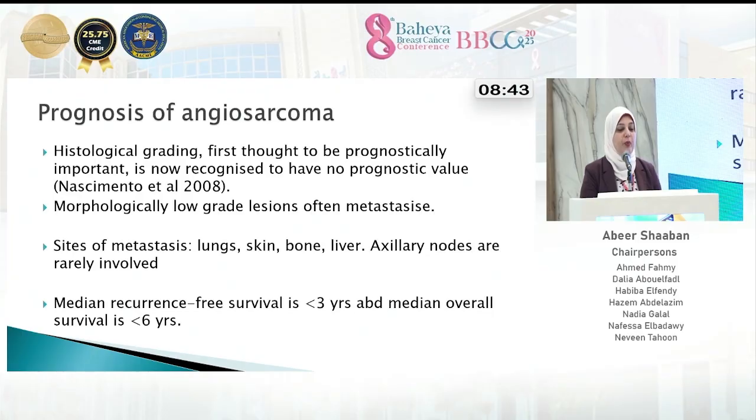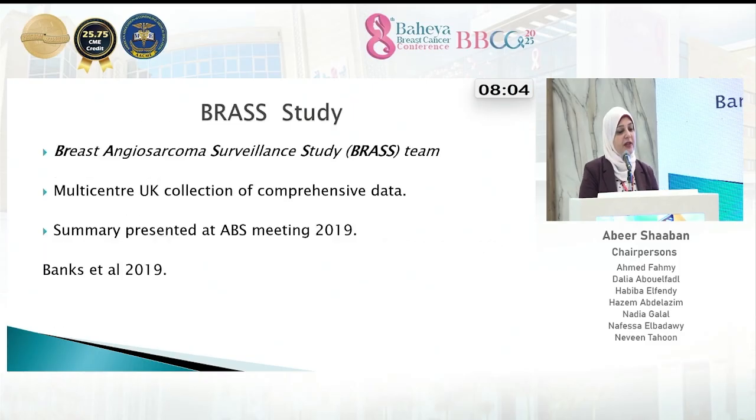Angiosarcomas have very, very poor prognosis, and they metastasize early by blood, even low-grade tumors. So grading in angiosarcoma actually is not prognostic. Even well-differentiated angiosarcomas would metastasize. And metastasis is usually to the lung, skin, bone, and liver. Axillary nodes are rarely affected. And the median recurrence rate is less than 3 years. So they recur and the patient usually dies really quickly. And in the UK, the survival rate is around 45%. In our own center is around 60% following the diagnosis.